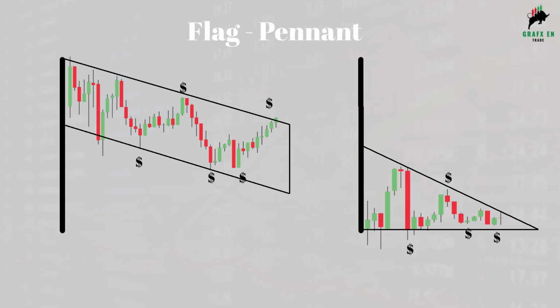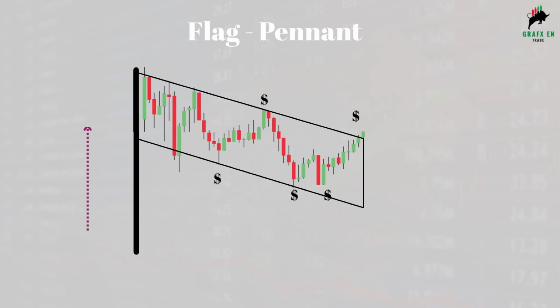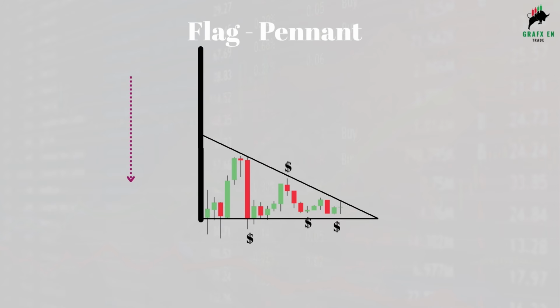The key point here is that these formations are trend continuation patterns. If the trend is upward, the formation usually breaks upward. If the trend is downward, it is expected to continue downward.